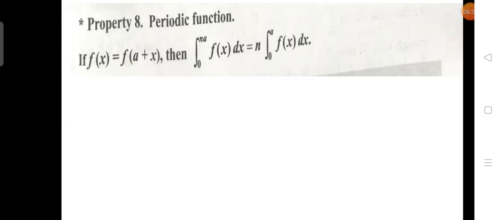And the last is the periodic function property. If f of x is equal to f of a plus x, a is the period. Then the integral from 0 to n a of f of x dx is n times the integral from 0 to a of f of x dx, if a is the period. That is the periodic function property. So these are the main important properties of definite integrals.